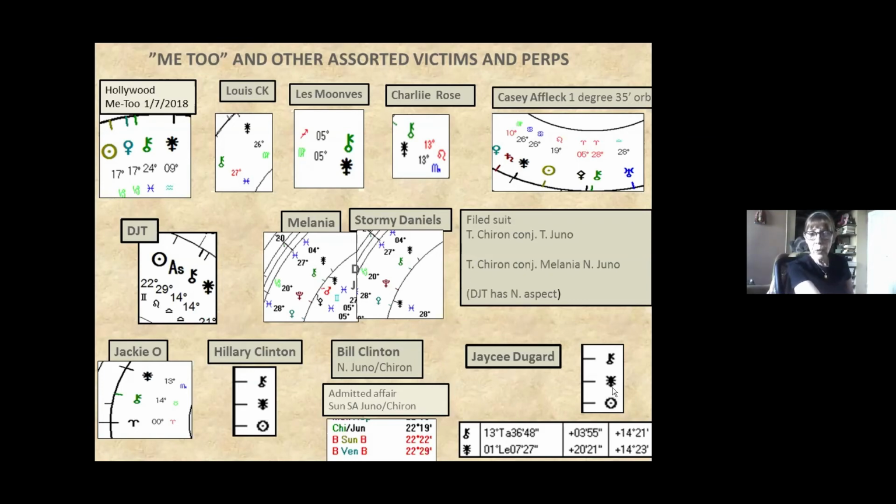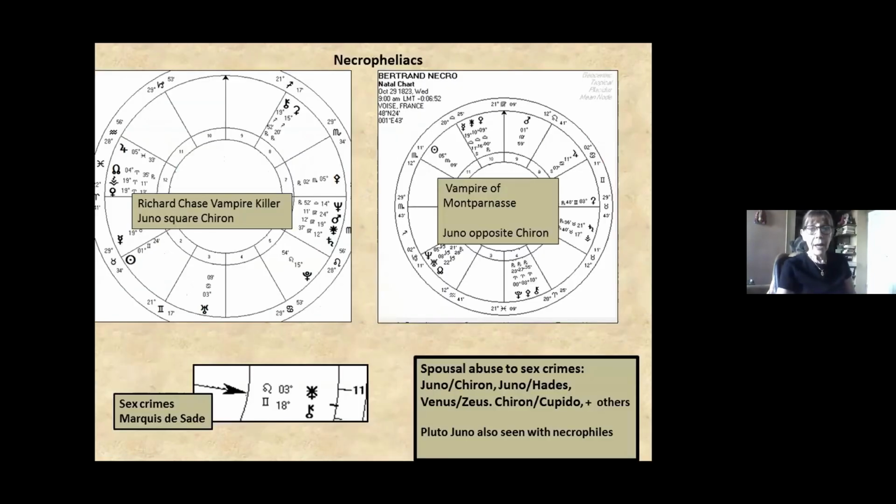J.C. Duggard, who was an abducted person, she had 2 children in captivity, and she had the declination. So there we go. Now, I also saw Juno Chiron in the horoscopes of some weird sex offenders, like necrophiliacs, vampires, people who like to make love to dead people. And here's a guy with just sort of general sex crimes, Marquis de Sade.